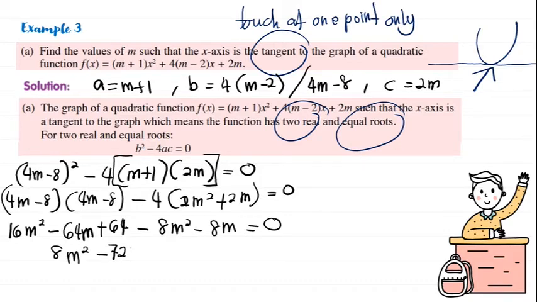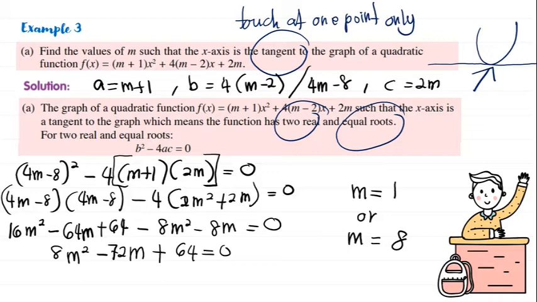Sorry, 72m plus 64 equal to 0. And you can substitute this into your calculator, and you will get m is equal to 1 or m is equal to 8. But please remember that you cannot simply write your final answer like this without doing this factorization here.